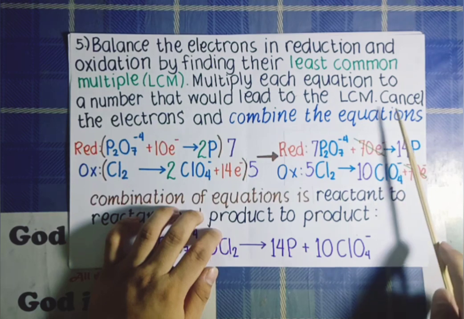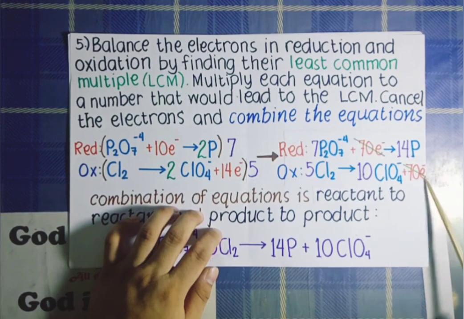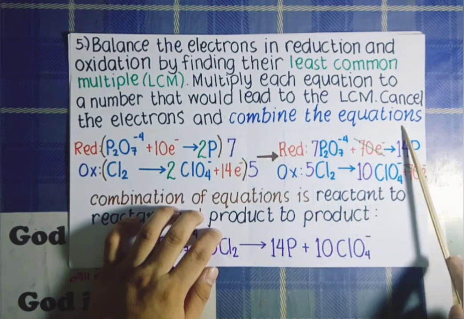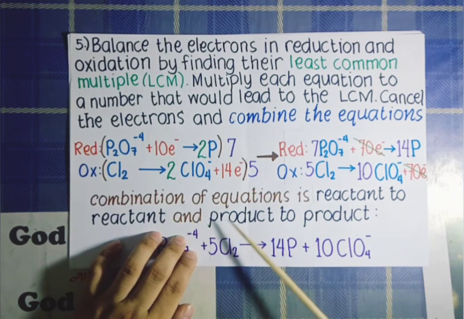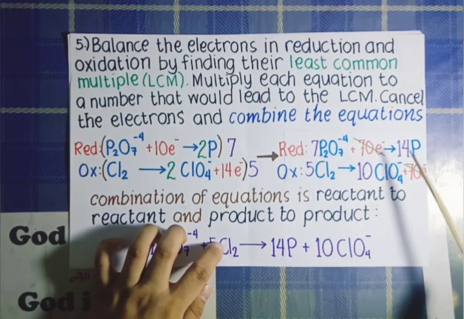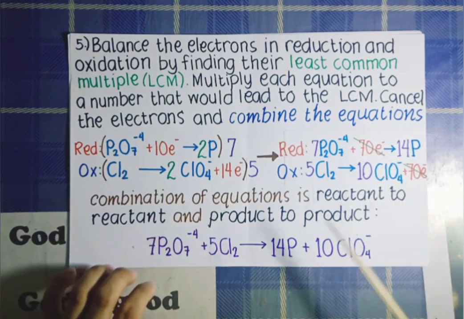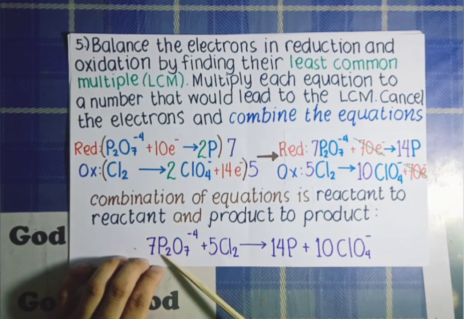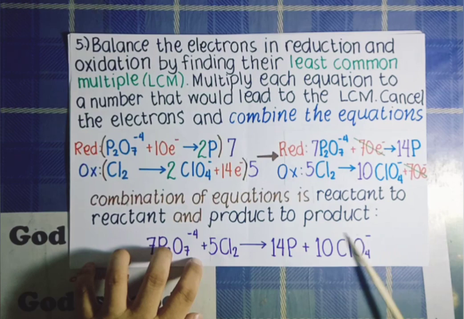Now, the next step is to cancel the electrons. So we are going to cancel these 70 electrons and combine the equations. Take note that in combination of equations, it is reactant to reactant and product to product. So we are going to combine the reactants here and the products here in the reduction and oxidation equations. And we will have 7 pyrophosphate ion plus 5 chlorine gas will yield 14 phosphorus plus 10 perchlorate ion.